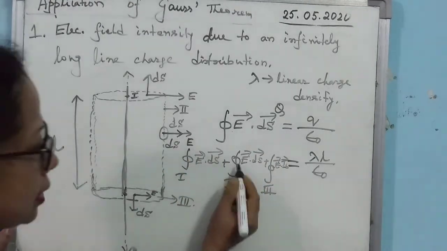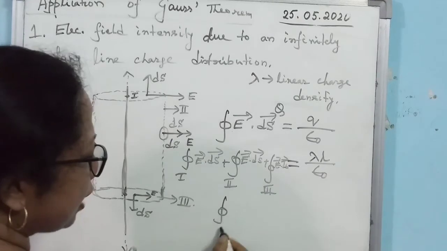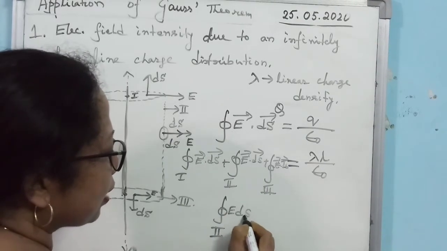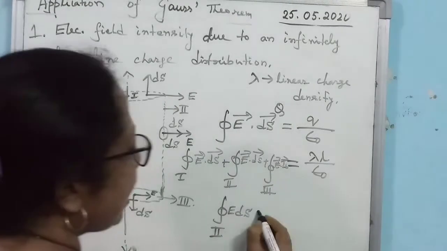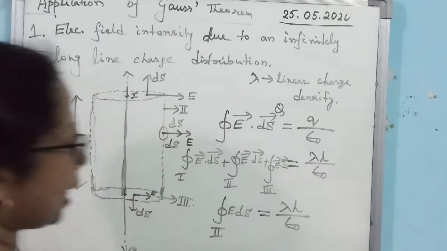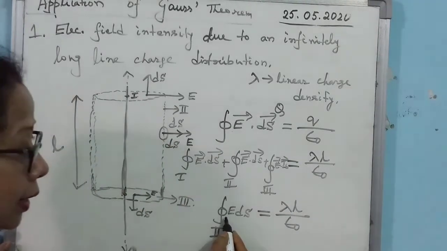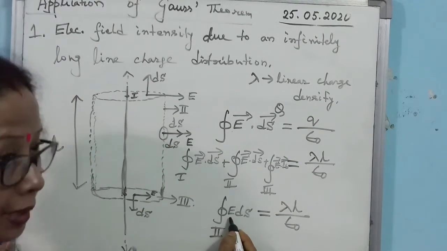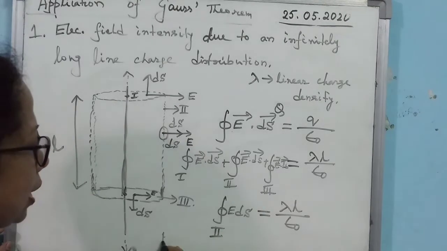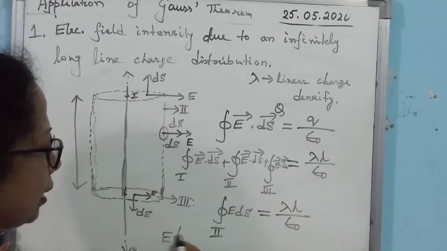Now come to the second one. For the second surface, E·dS, as they are parallel, you can simply write it as E dS. And on the right side we have got lambda L by epsilon naught. Now, as I already discussed, E is constant due to the symmetry of the Gaussian surface about the distribution. E you can take outside the integral.